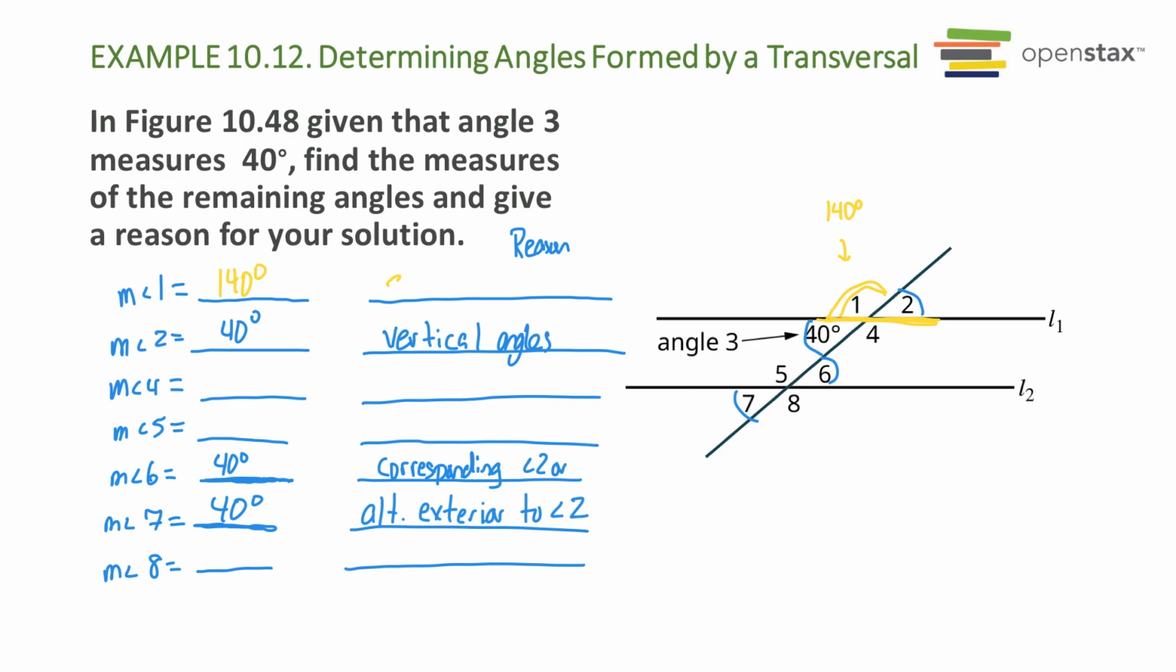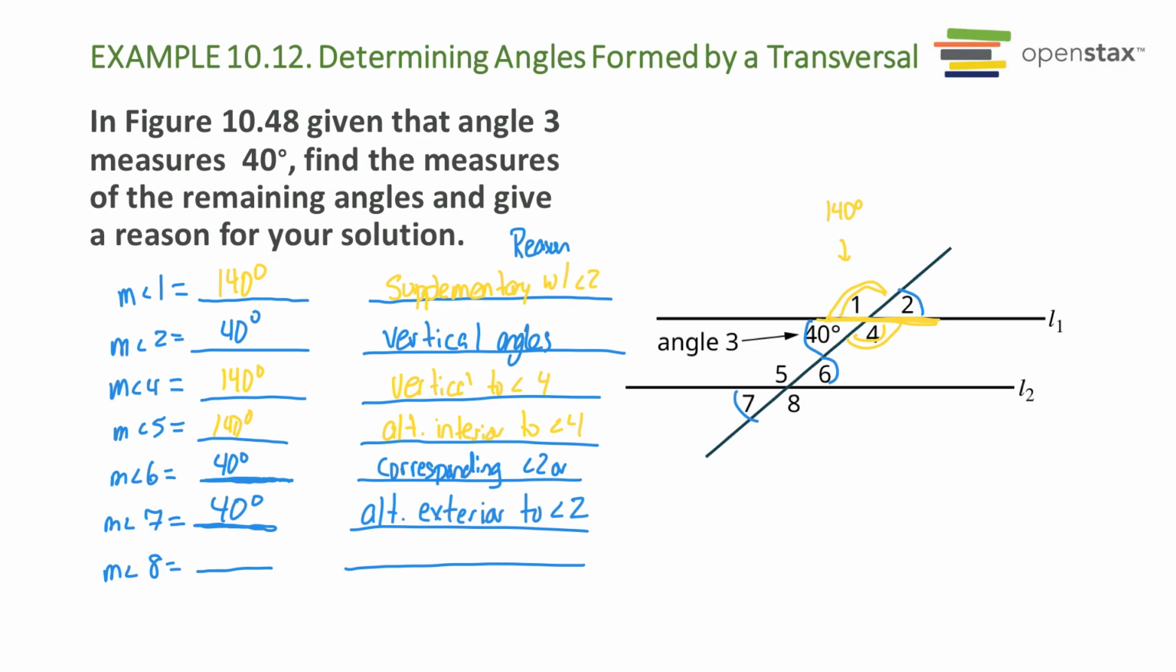And that's because they're supplementary with angle 2. And then from there, we get that angle 4 is 140 degrees because it's vertical to angle 4. Angle 5 is also going to be 140 degrees because it is alternate interior to angle 4.